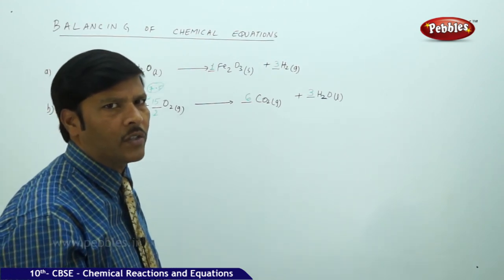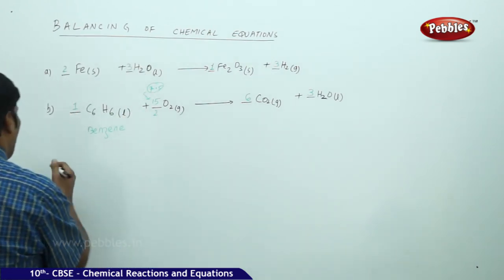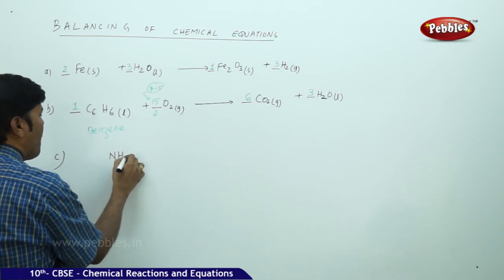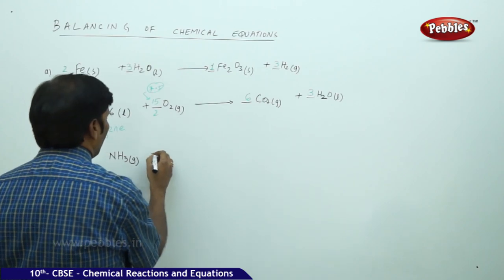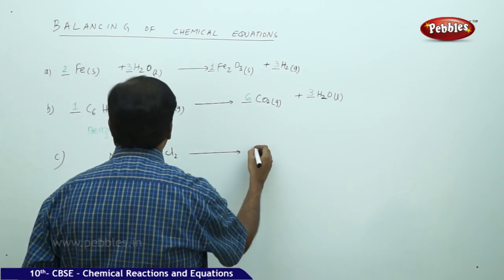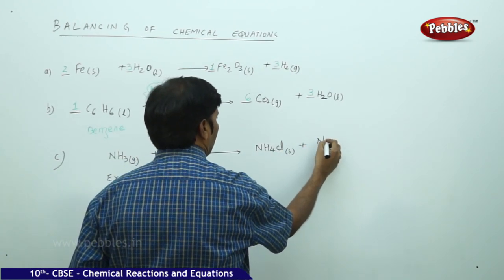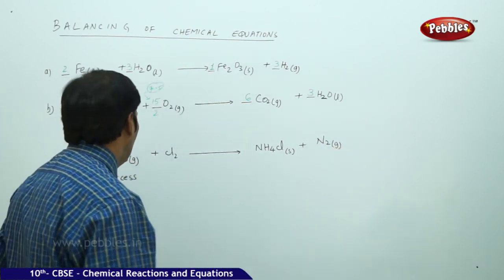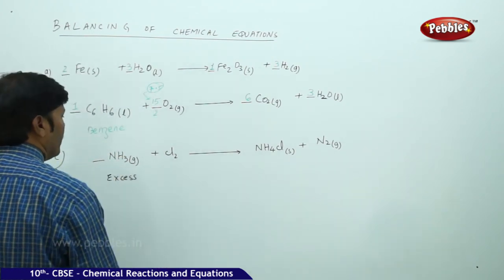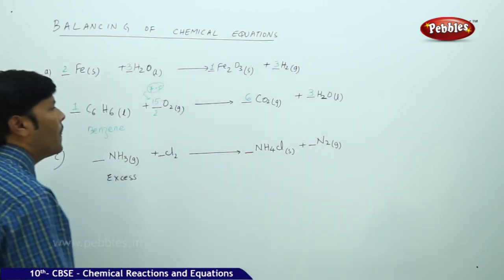This is one kind of reaction where you can easily understand how the chemical reaction is getting balanced. Go for the next part. Sometimes a situation arises like this: ammonia gas plus chlorine, where ammonia is in excess, gives ammonium chloride solid plus nitrogen gas. How to balance the equation? To express the molar coefficients, mark one here, one here, and here also mark a molar coefficient.